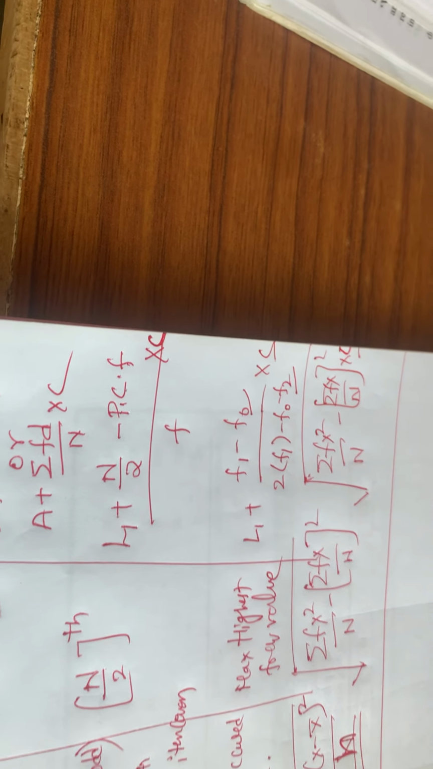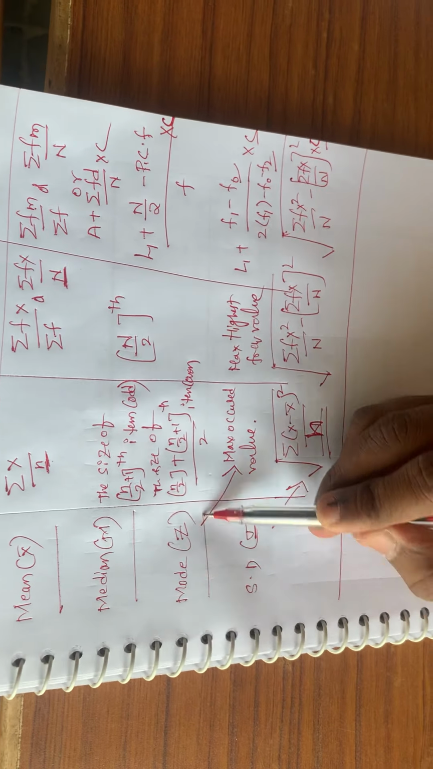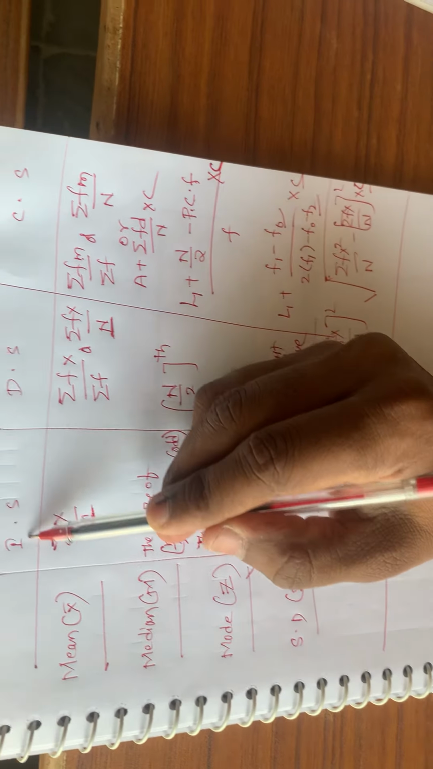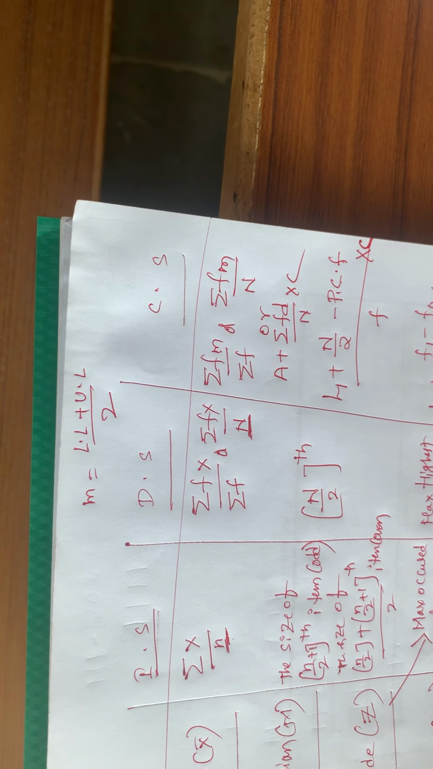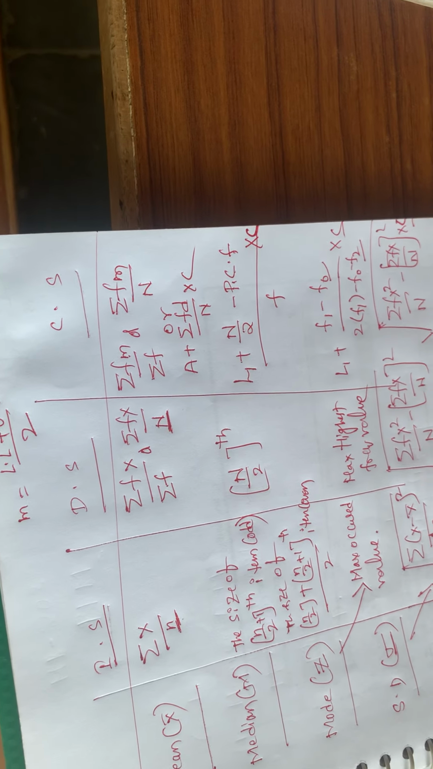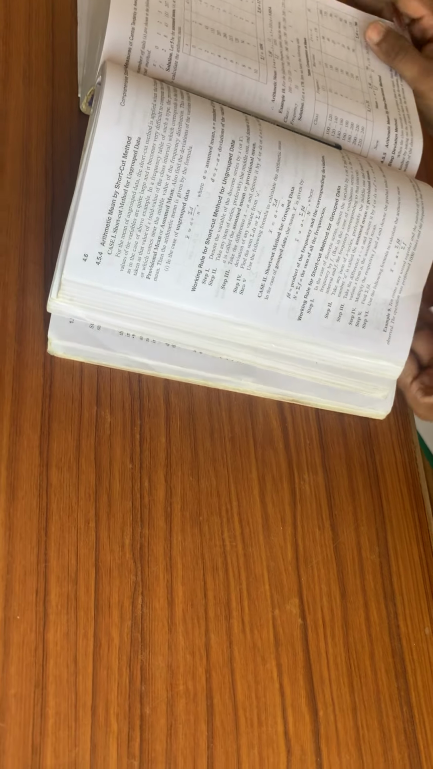So these are the formulas for the first unit, that is mean, median, mode, standard deviation for individual series, discrete series and continuous series. Okay, so after that, now coming to problematic concepts. So coming to problematic, in a simple one, firstly, coming to individual series.